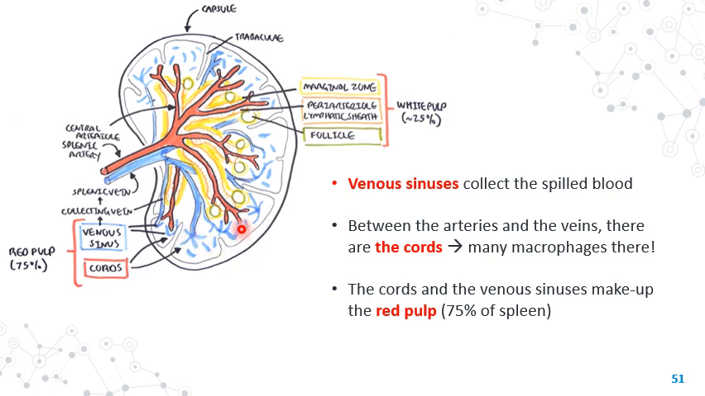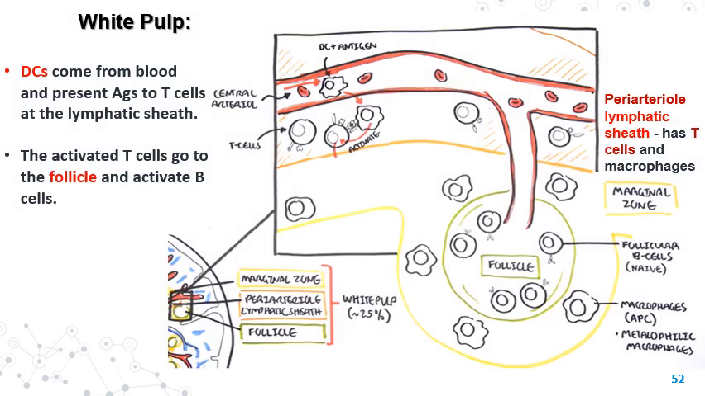So the red pulp is really what mainly makes the spleen. So you look here, like 75% of the spleen is made up of red pulp. So what is the percentage for your white pulp? Everybody awake? About 25 is right there, even if you're not awake. Okay. So a lot of red pulp.